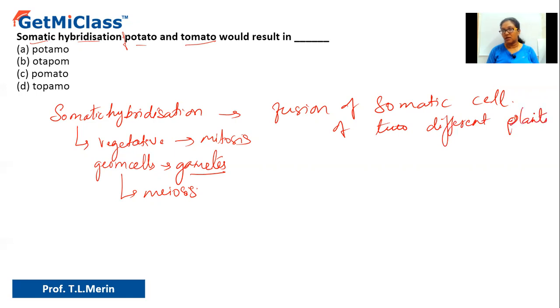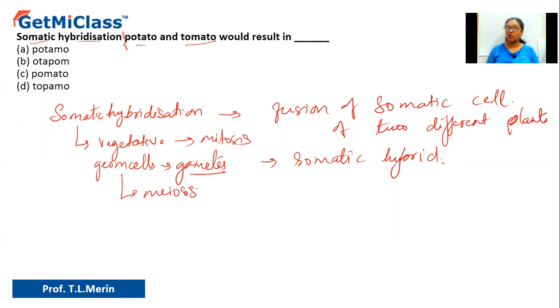Now, why are we doing it? We are doing it so as to get a somatic hybrid which has the desired characteristics from both the plants. Maybe one has drought resistant capacity, the other has high yield capacity. So we want the characteristics to be in one plant or in the offspring, and that is why we try somatic hybridization. The result of this fusion will be a somatic hybrid, which will have the characteristics of both the parents.